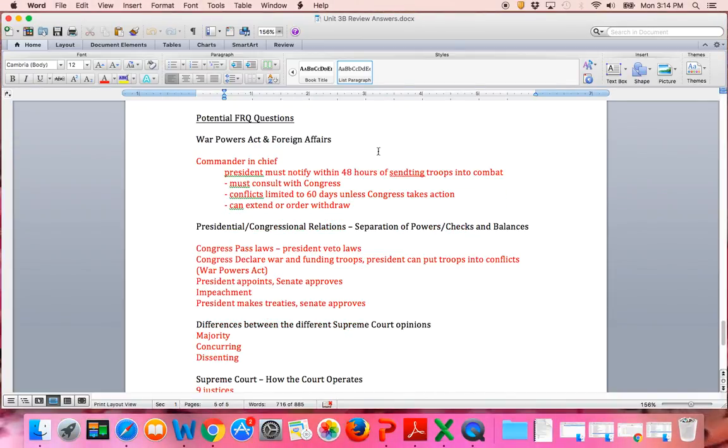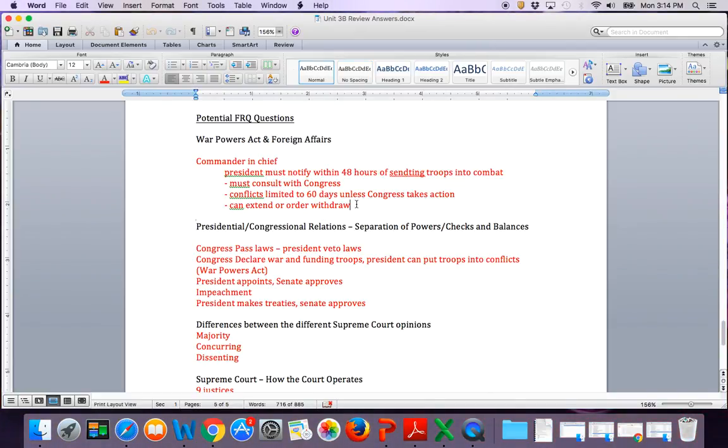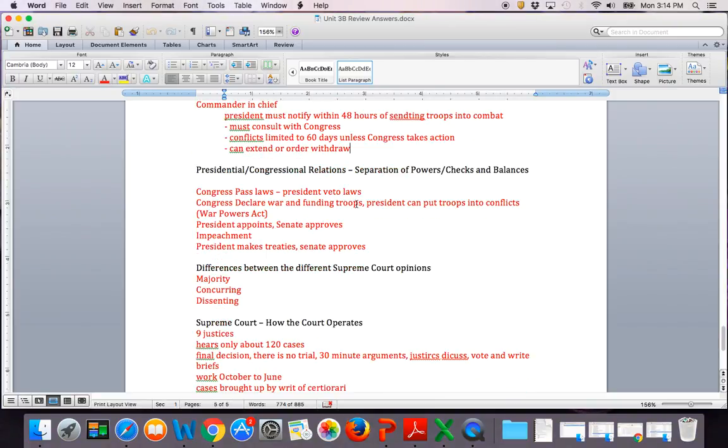War Powers Act, again, we kind of went over that. What the Commander-in-Chief can do: within 48 hours of sending troops, make sure you notify Congress, consult with Congress. Limited to 60 days, then Congress decides to extend or withdraw. A lot of times they do extend. They won't go against the President and supporting troops.